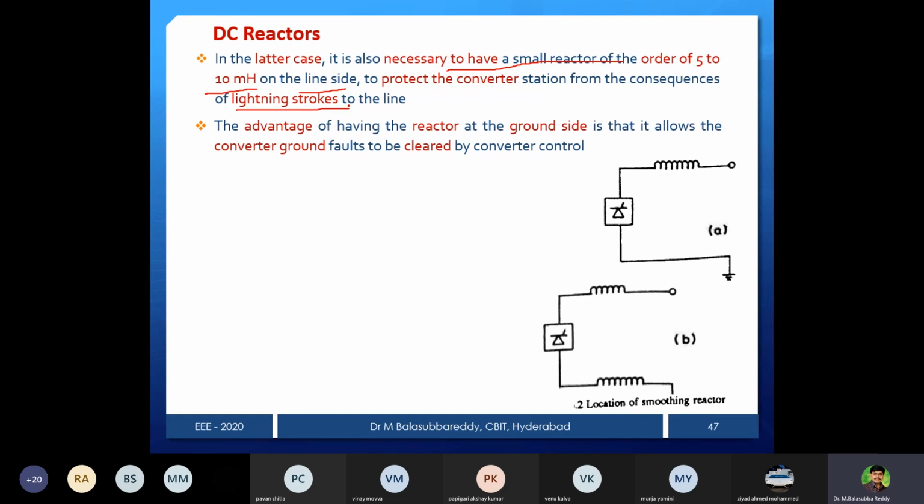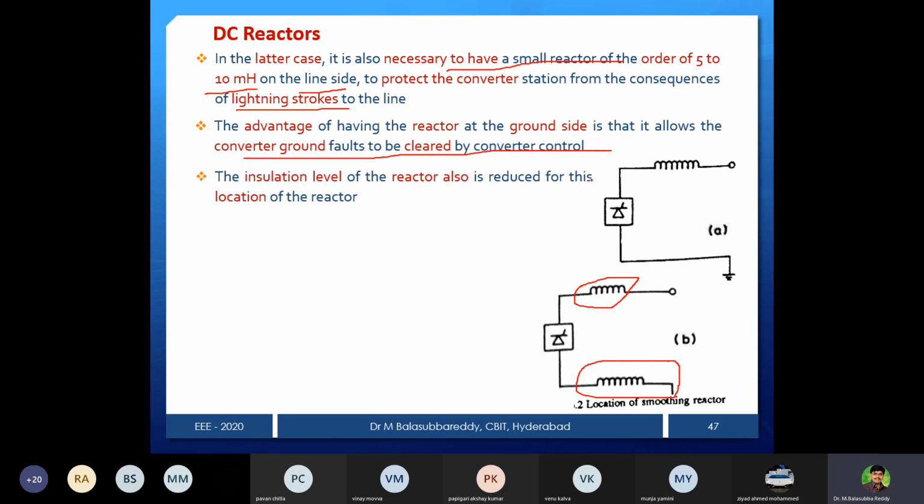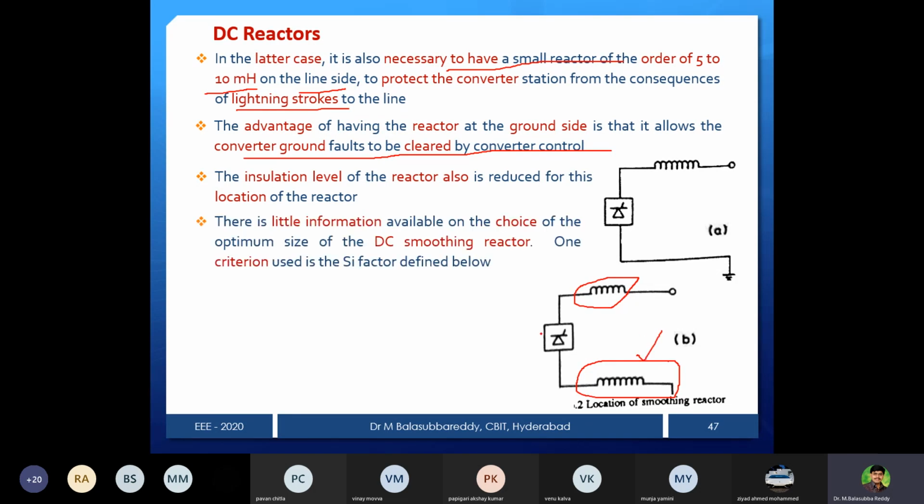Advantages of having a reactor at the ground side, I mentioned this. You can use it both on the high voltage side as well as the ground side. There is an advantage if we connect it on the ground side: the converter ground fault can be cleared by the converter control itself. So if you use that, you can rectify the ground fault. The insulation level of the reactor is also reduced for this location of the reactor.